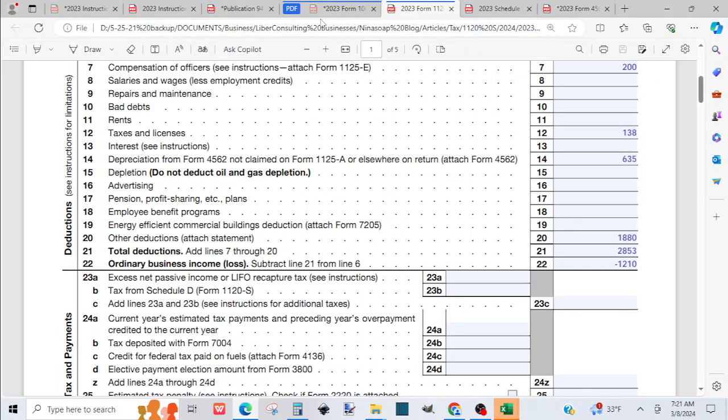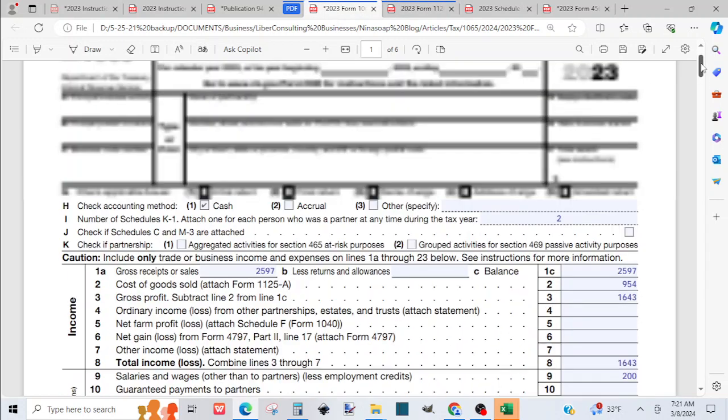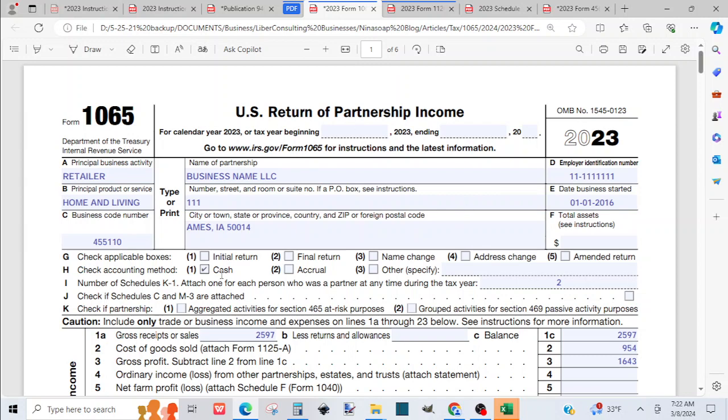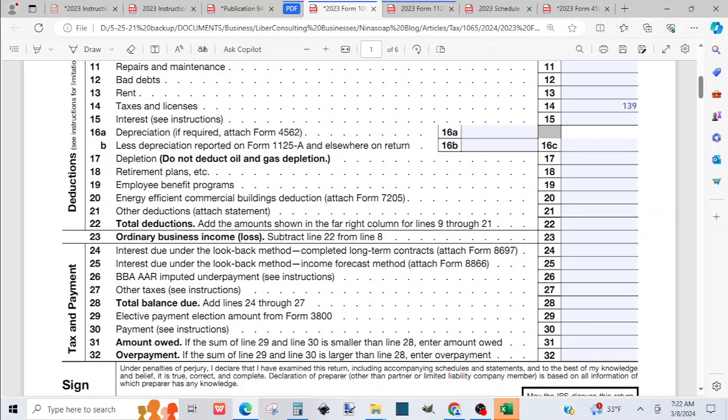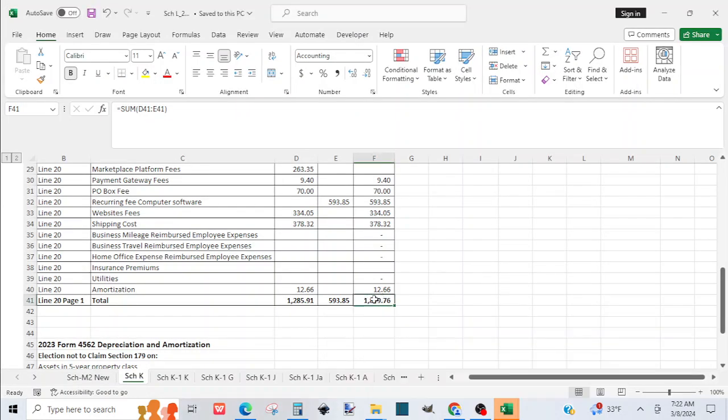So if you are filing Form 1120, the amortization will go on line 21, other deduction. And since you might have other expenses that will go on that line, you will need to add an attachment to it. And again, amortization will be included in the list of expenses that will go on that line.